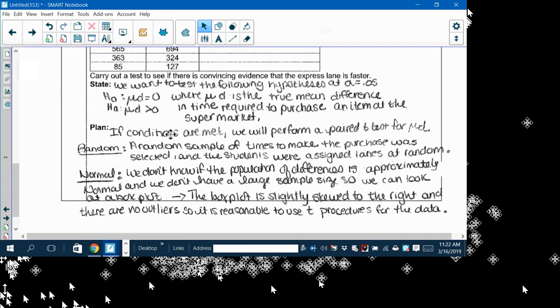So if conditions are met, we're going to perform a paired t-test for the means. We're going to prove that it's random, normal, and again, we had less than 30, so we don't know if the population is approximately normal, and we don't have a large sample size, so we look at the box plot, and even though the box plot is slightly skewed to the right, there's no outliers, so it's reasonable to use t procedures. Okay, now I didn't show you how to do a box plot. I'll show you again. I have shown you this before, but we can go over that in class too.